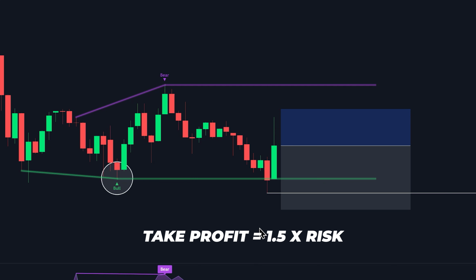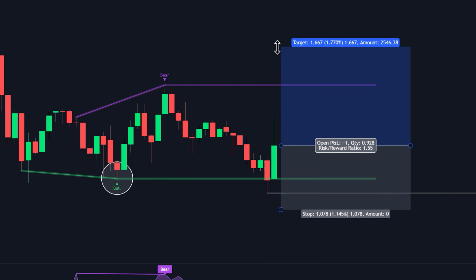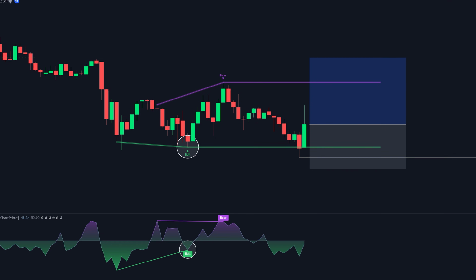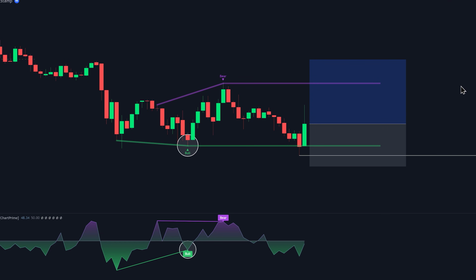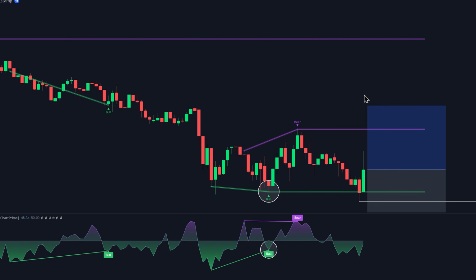I like targeting 1.5 times your risk as a baseline on setups like this. That keeps your strategy math healthy even if not every zone holds. You can also scale out into the next obvious resistance or into a bearish divergence zone above, because those zones often act like magnets where price hesitates.